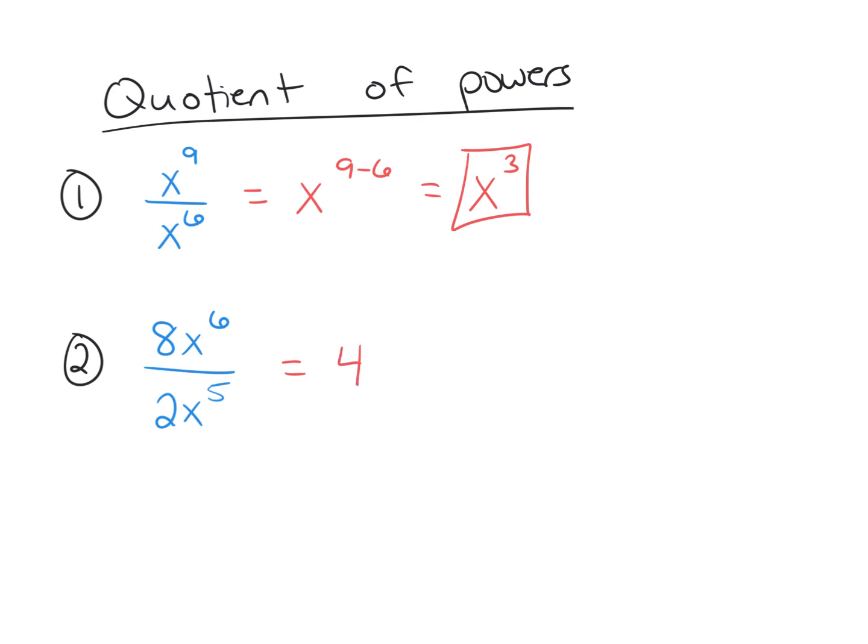What do we do with our x's? Keep the same base. Yep, subtract your exponent. 6 minus 5. So you get 4x to the first. Do I need to write the 1 there? Nope. Can you? Yes.